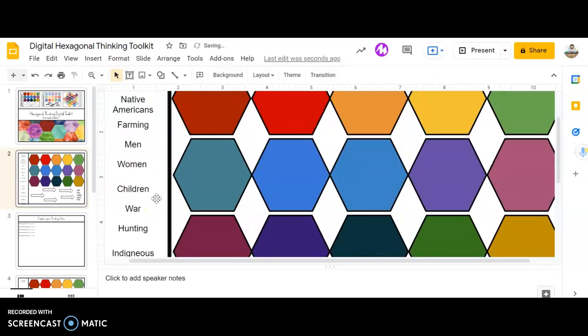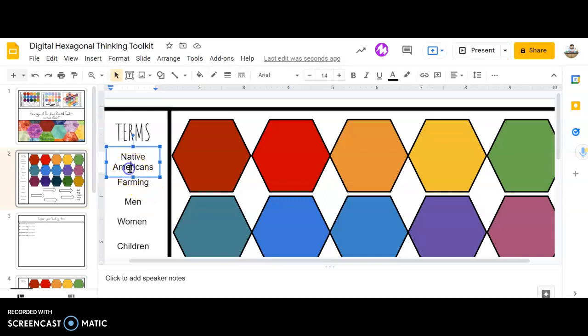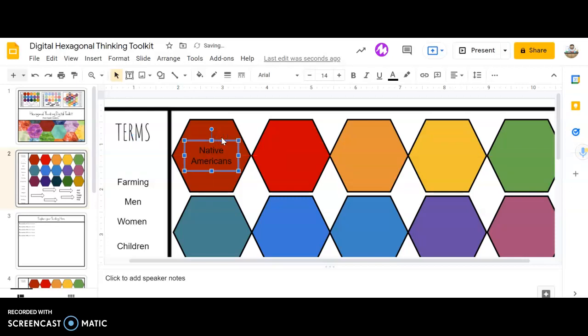You are to take these words from the left side and put one term in each hexagon. So I'm going to take Native Americans and drag it over here. I don't care what color you put it in. I just happen to be starting with the very first hexagon that I see.